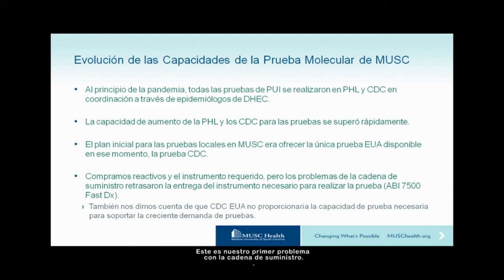This is our first issue with supply chain. We purchased the reagents and the required instruments, and we got the right reference material to validate, but we couldn't get the needed instrument to perform the test. The ABI 7500 FastDX, we didn't have one available in our laboratory. We placed an order and learned that the instruments are shipped from China, so the instrument was on the slow boat from China and took 2 months to arrive. We also realized while we were waiting, with the increasing demand, that the CDC assay really wasn't going to provide us with the testing capacity that we needed to support the demand.